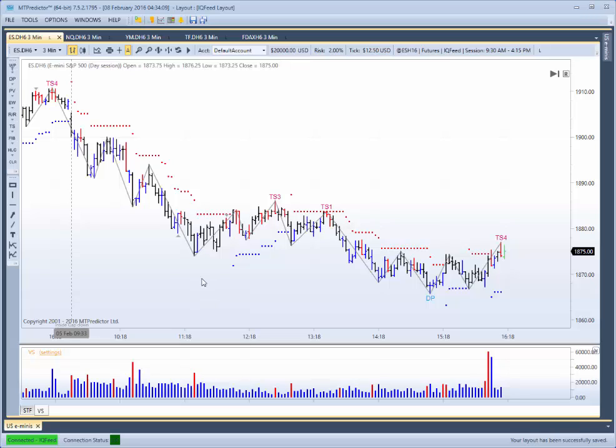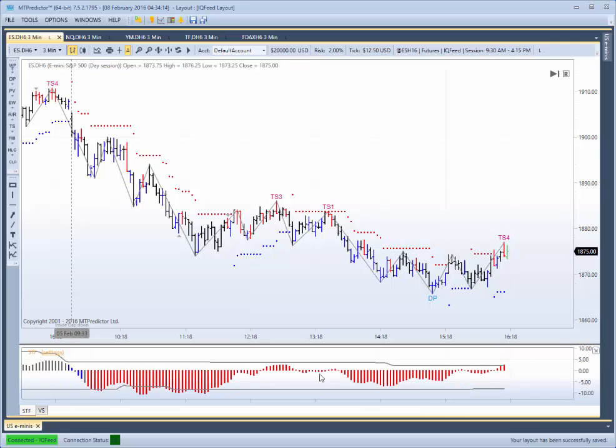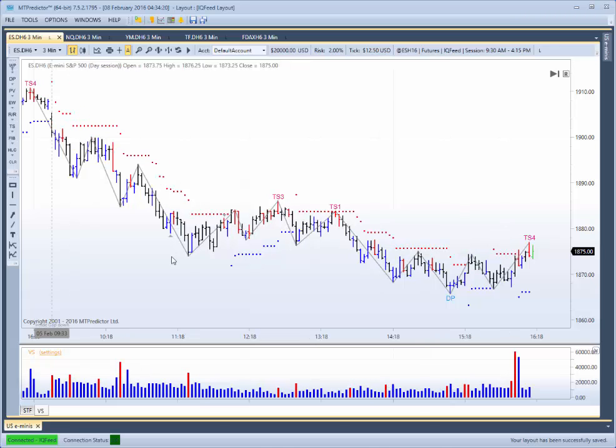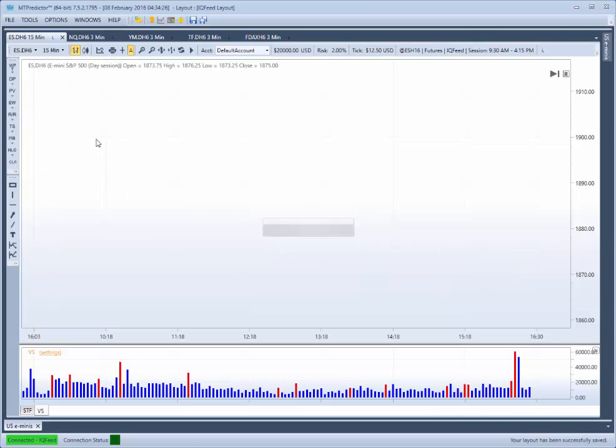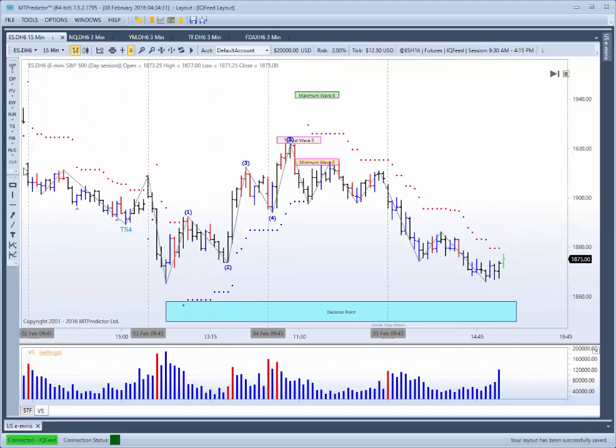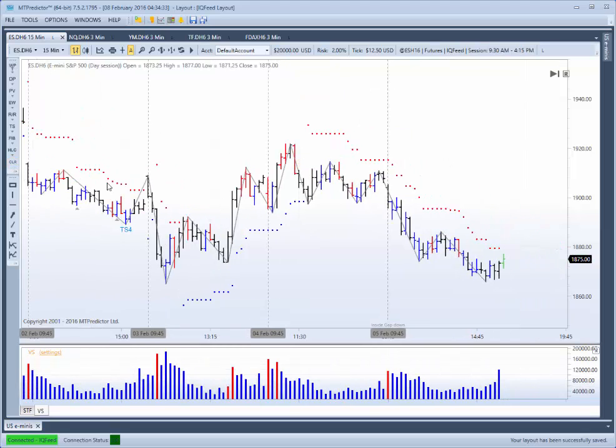So let's first of all have a look at the large degree trend. Our STF was actually red all day, but remember we use our higher time frame charts to gauge our large degree trend. So although we had a number of setups, let's have a look at what the large degree trend was telling us. So for this we go out to the 15-minute chart. Here's my analysis on the 15-minute chart already. So what I'll do, I'll take this off and start again to show you where we were at.